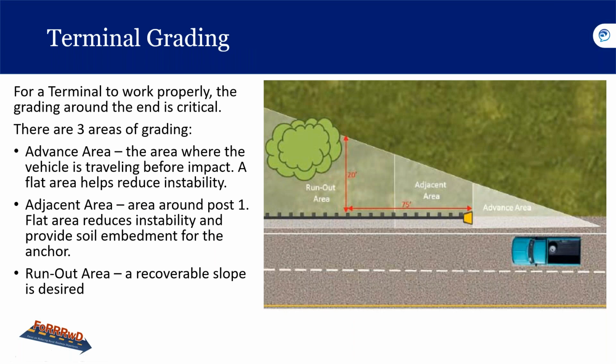Terminal grading sometimes is needed. So for a terminal to work properly, the grading around the end is critical. So there's 3 areas of grading: the advance area that you see over here, where the vehicle is traveling before impact. A flat area helps reduce instability. And then we have the adjacent area, which is around post number 1. The flat area reduces instability and provides soil embedment for the anchor. And then over here is the run out area. A recoverable slope is desired.